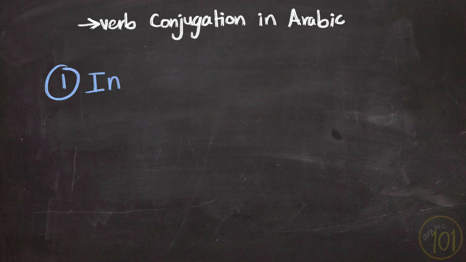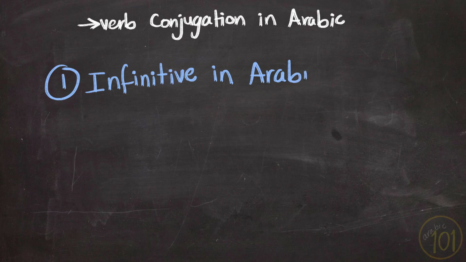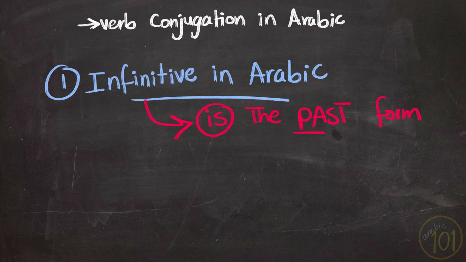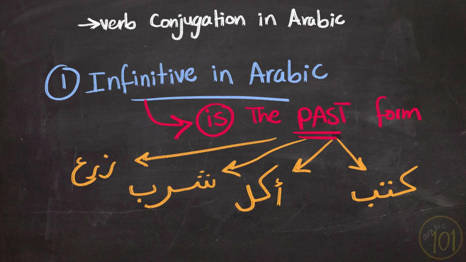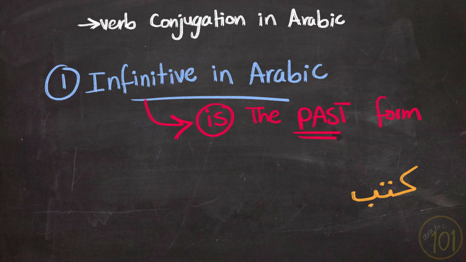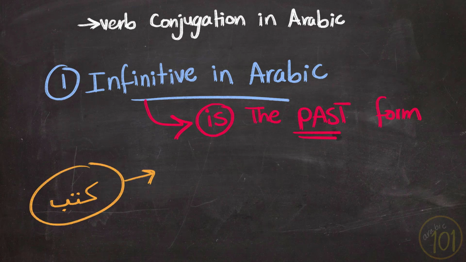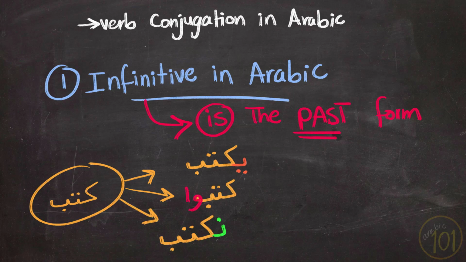So let's look at number 1, and that is the infinitive form of the verb. The infinitive form in Arabic is the past form. And when you learn verbs, you'll almost always learn them in the past form, because this is the infinitive form in Arabic. So having the past form of verbs in Arabic is always step number 1 to getting anything done in Arabic. So if you have an infinitive form, you can add prefixes and suffixes, and you can change the verb so that it is conjugated to the way you want it.